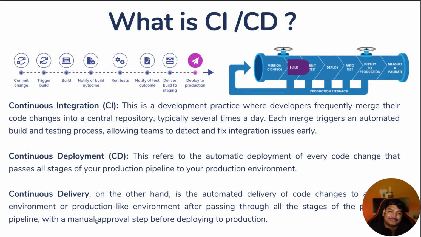Now I know that many of you are actually learning about CI/CD for the first time. So I think I should give you a short intro about what exactly CI is and what CD is. Okay. Now I hope you can see the diagram, and I will come to that later on. But for now, let's understand what exactly continuous integration is. Continuous integration is a development practice where developers frequently merge their code changes into the central repository, typically several times a day. And each merge triggers an automated build and testing process, allowing teams to detect and fix issues early.